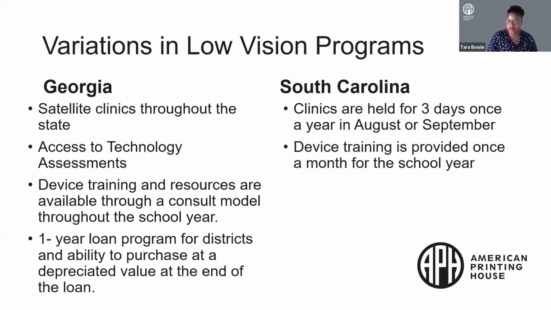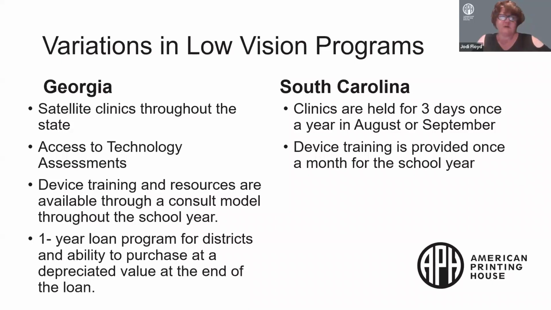And also, as I mentioned before, we have a 1-year loan program for districts. They have the ability to actually purchase these devices, and that can be a video magnifier, it could be a Braille Note Touch, it could be outside of the scheme of just low vision types of devices. But they can also purchase it at a depreciated value at the end of the loan. And this also gives the district the ability to save on funding, to know exactly what that funding will be for that device at the end of the year, and just help them a great deal to be able to choose the right device for students.